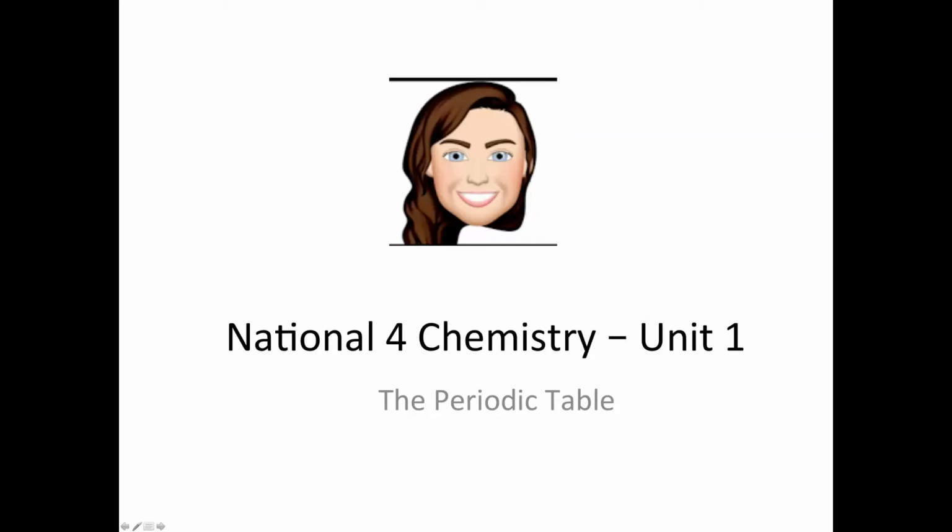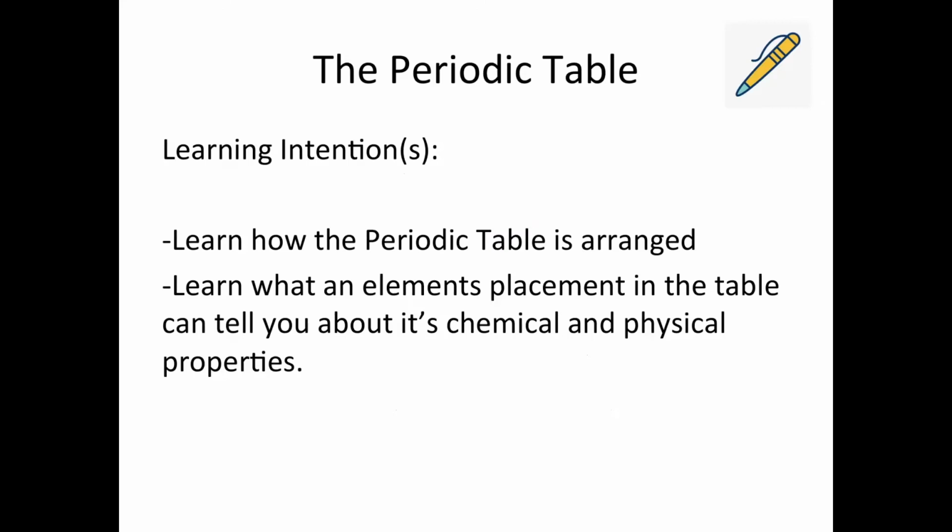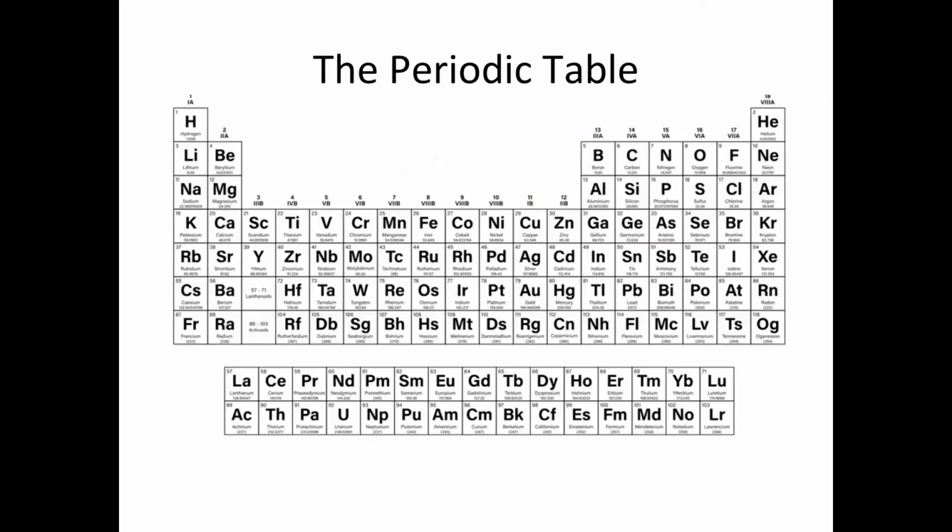Hello, in this video I'm going to take you through the periodic table and how it's arranged for natural chemistry. So the purpose of this video is to show you how the periodic table is arranged and then how, from the arrangement of the periodic table, you can work out information about elements' chemical and physical properties. Anything with a pen icon in it you probably want to copy down.